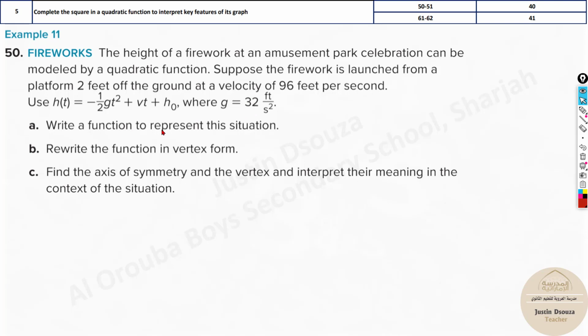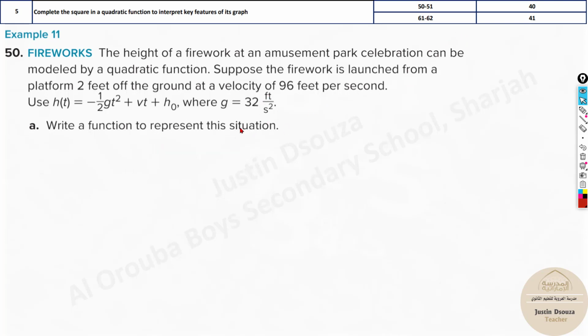Now, the first thing is to write a function to represent this situation. We just have to substitute all the given values and simplify it. That is the first question. Let's do it now. Over here in the question, it's all mentioned. It's 2 feet, 96 feet per second, and g is 32.